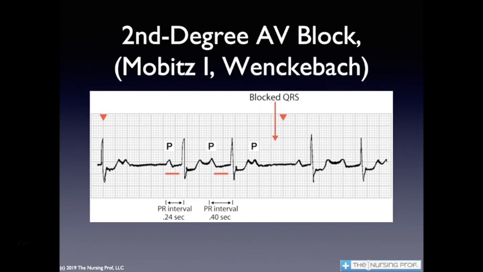So you see a P wave, and it's marked. So P wave, P wave. The third P wave has no QRS. And then we move into the fourth complex, where now we're back to a short PR interval. And then you see the last complex has a longer PR interval. So we get a progressively longer PR interval until we drop a QRS complex.